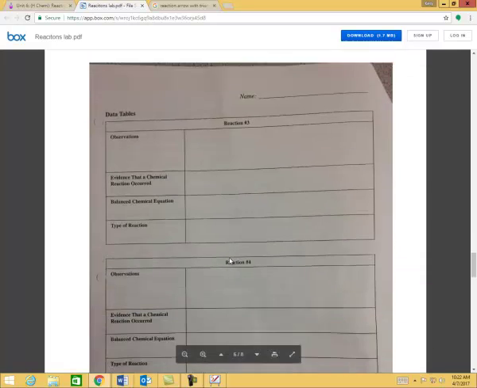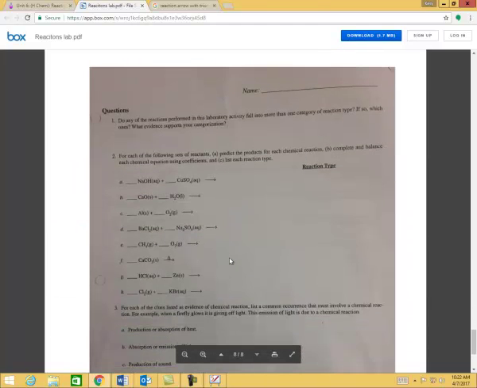Because there's a post-lab question that kind of hints to this. Your post-lab question number 1, I'm going to read it out loud. It says, do any of the reactions performed in this laboratory activity fall into more than one category of reaction type? If so, which ones? What evidence supports your categorization?